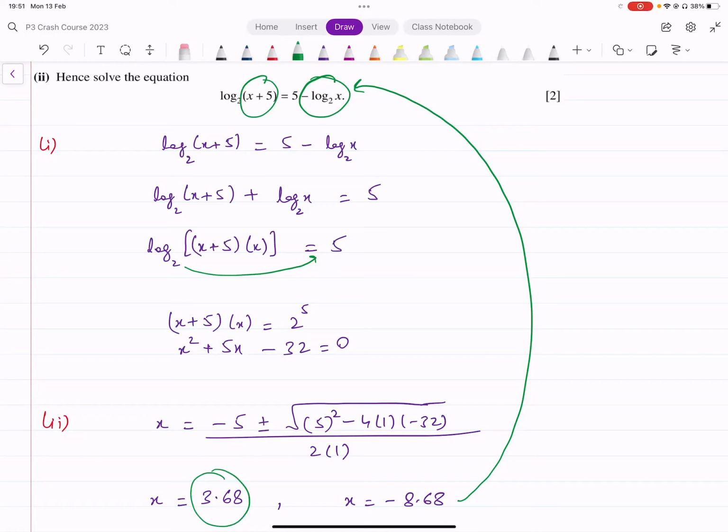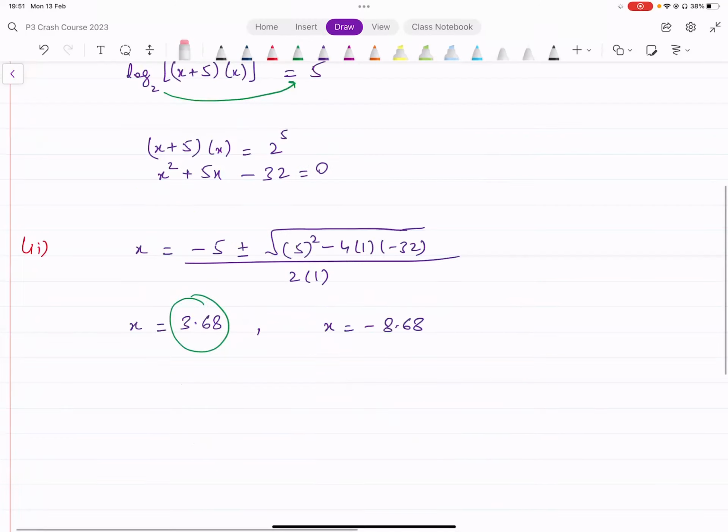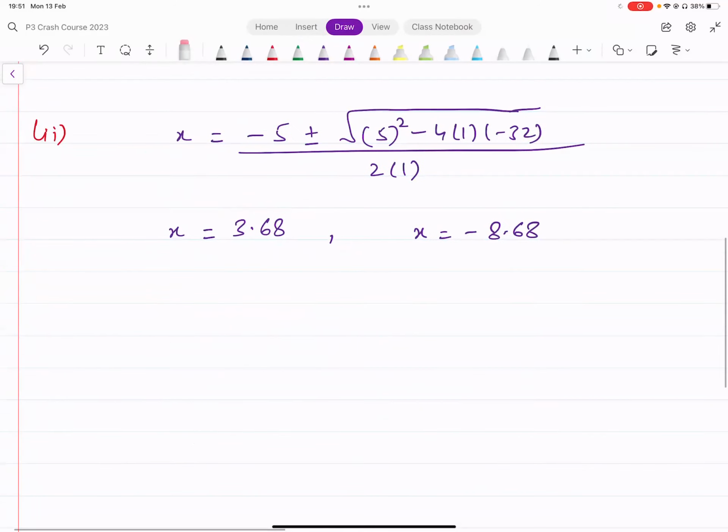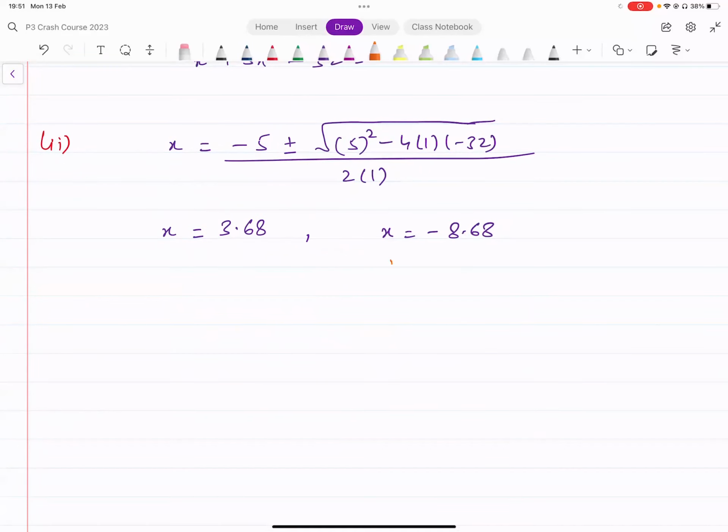3.68 is a positive value, and it's not going to cause any problems in any of these two logs. So that is fine. But the second answer will need to be ignored. You would say this is not possible. And that's enough. You don't have to write any reason for this, but you have to make sure that you cut it out. You say that this is not possible. So the only possible answer that you have is 3.68. This is your final answer.